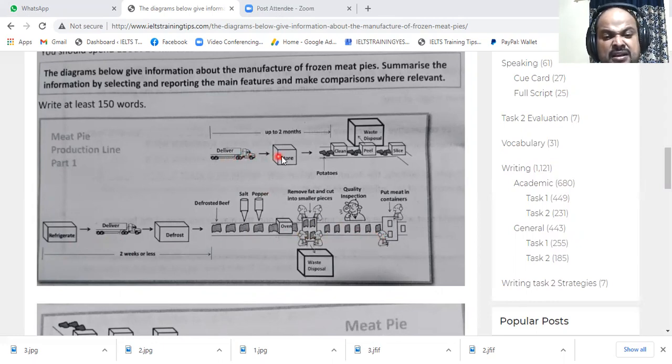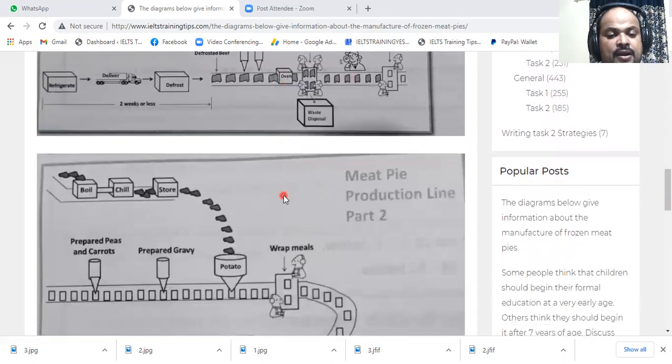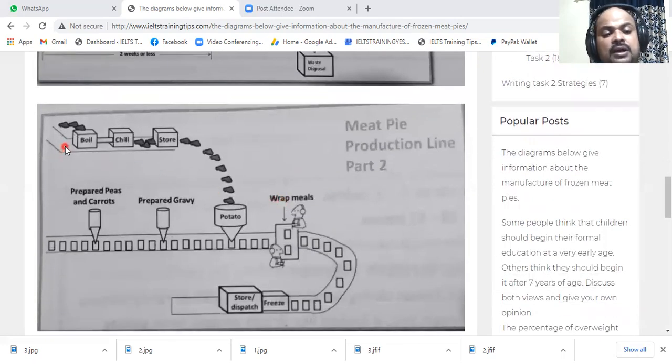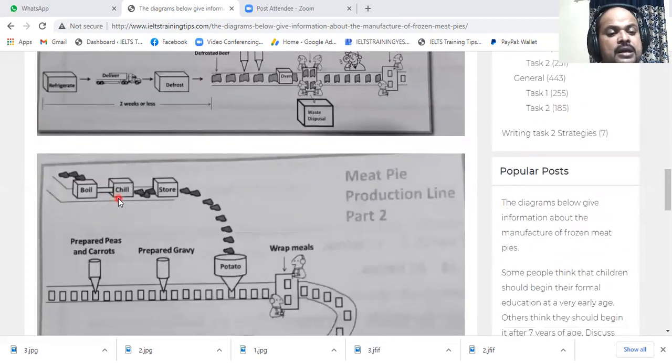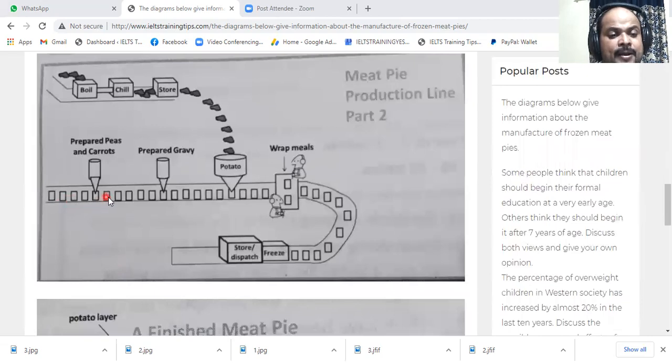So we can see the potatoes. We can see the beef. This is in production line 1. When it moves to production line 2, the potatoes which are stored here, sliced and stored, are boiled, chilled, and then stored. So you can see a conveyor belt coming, and the plates of the pie with the beef at the bottom.